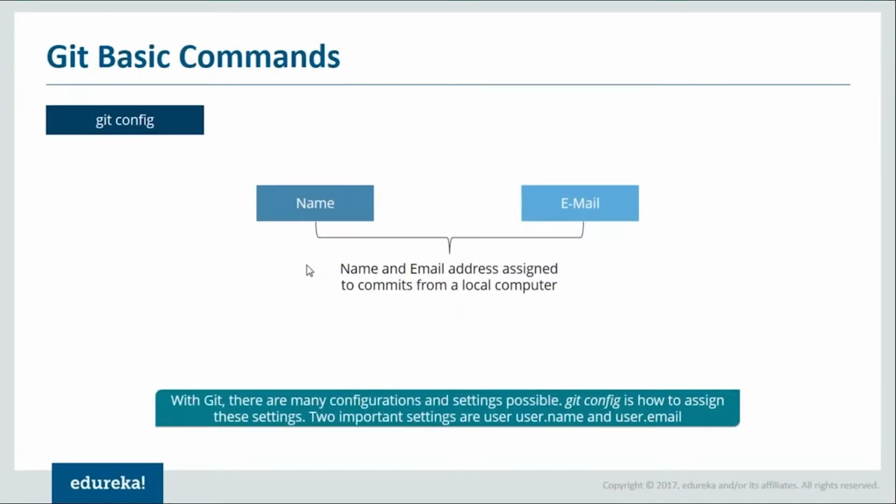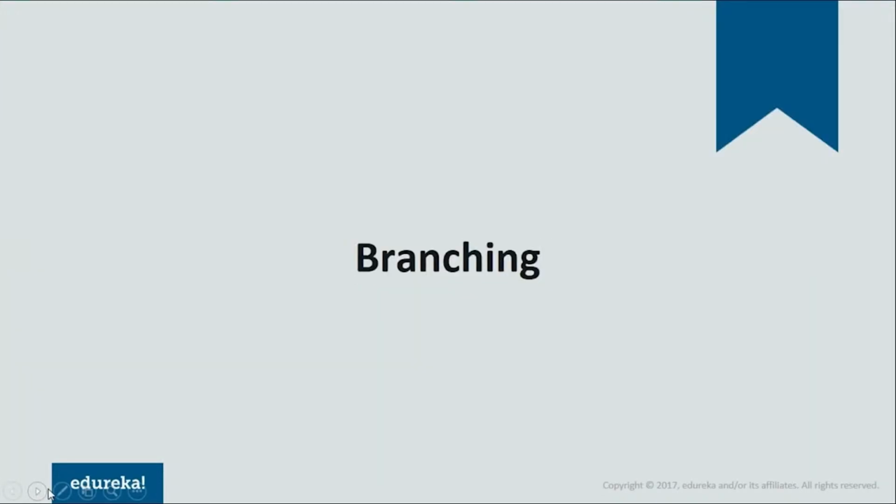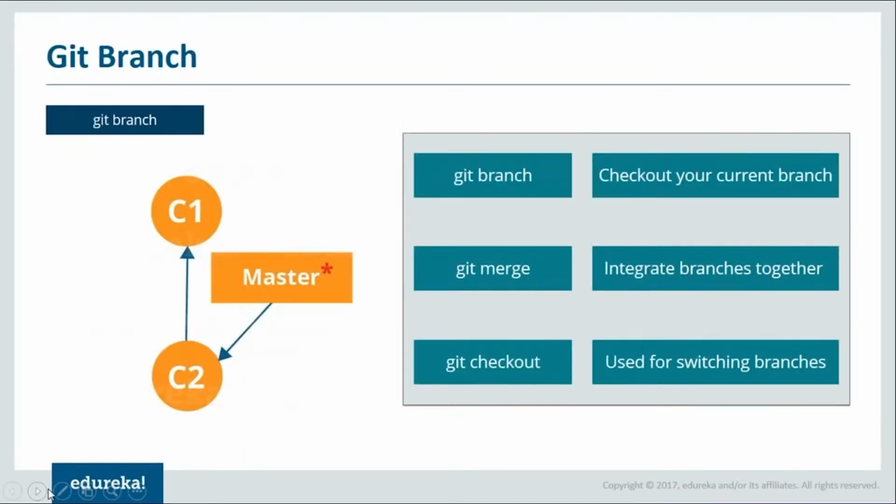So we've seen how git config works. Let's discuss git branching now. Before I proceed, let me tell you that there will be a separate tutorial video on git branching where we are going to discuss it in detail. Here I'll just give you a quick introduction to branching. So the first question is, why do we need a branch, right? Branches are used to create another line of development. And by default, Git has a master branch.